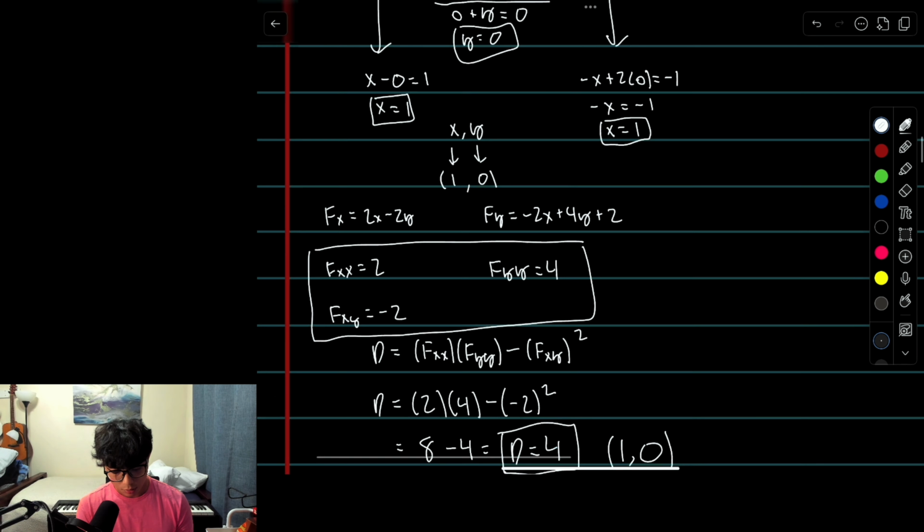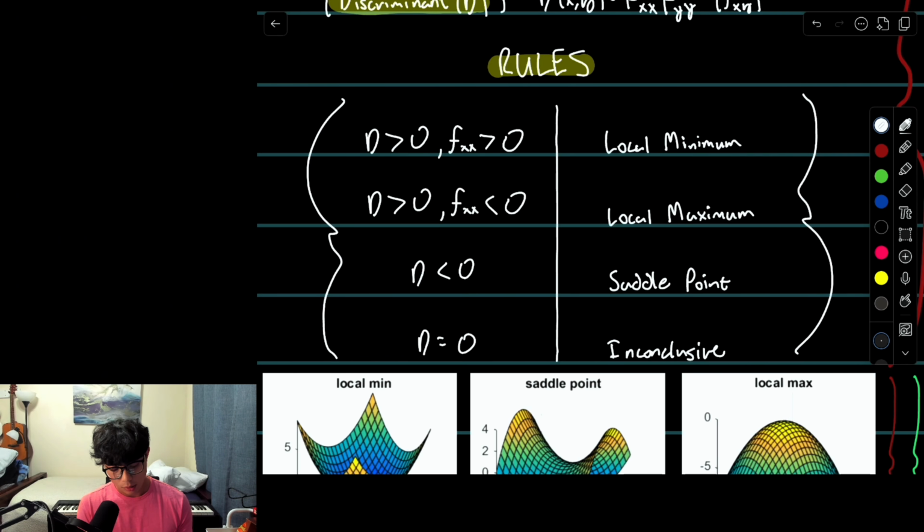So now that we know that we have a critical point at (1, 0) and our discriminant is 4, we're going to look at our rules. Now the rules state, if the discriminant is greater than 0, and the second partial derivative of x is also greater than 0, this is a local minimum, and if our discriminant is still bigger than 0, but our second derivative of x is less than 0, that will give us a local maximum. So if you want to remember this easily, just look at the second derivatives and know that the discriminant will always be greater than 0 when looking for a min or a max.